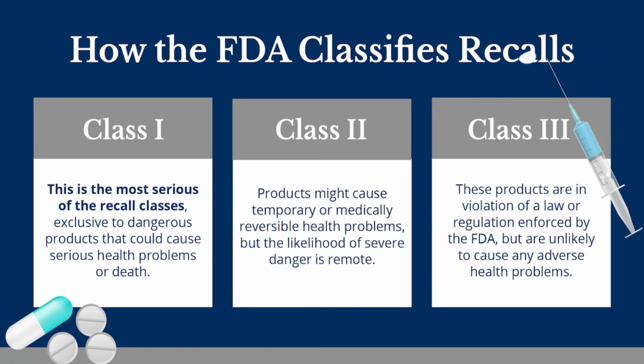Now, after the initial announcement of a drug recall, FDA categorizes the drug recall under one of three categories based on how serious the problem is or how much harm a medication may or may not cause. There are different kinds of recalls: Class 1, Class 2, Class 3. Class 1 recalls are the most serious type.